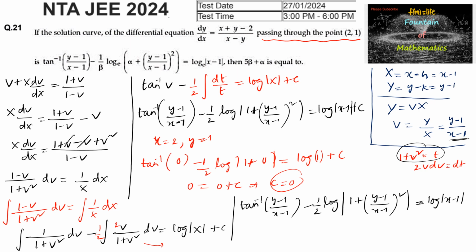So which is given in place of alpha and beta, here we can identify beta is equal to 2, and in place of alpha it is 1. So we can write alpha is equal to 1, beta is equal to 2, so that we required 5 times of beta plus alpha is equal to 5 times of 2 plus alpha is equal to 1, that is 10 plus 1 is 11. So 11 is the answer.